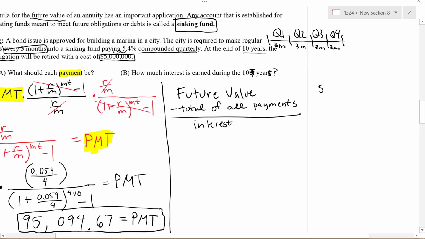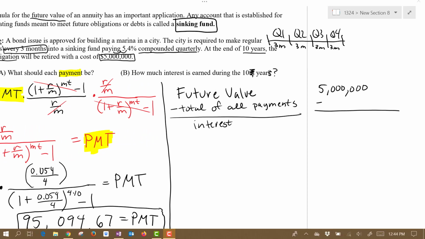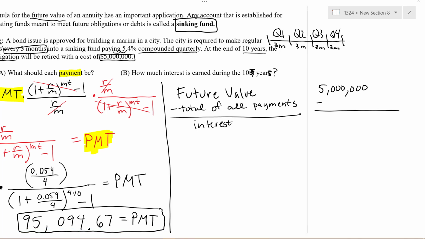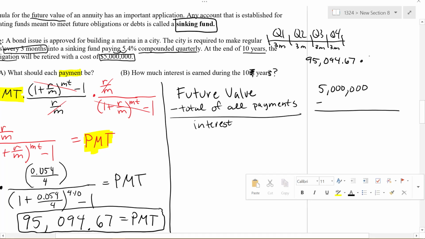Okay, so the future value is $5 million. Now we want to subtract off the total of all of the payments. So the payment that we were making, we found to be $95,094.67. How many of these payments were we making? We were making these payments quarterly, so every 3 months, which is 4 times a year. So we're going to multiply that by 4, so that's 4 times a year we were making that payment, times how many years were we doing that? For 10 years. Okay.